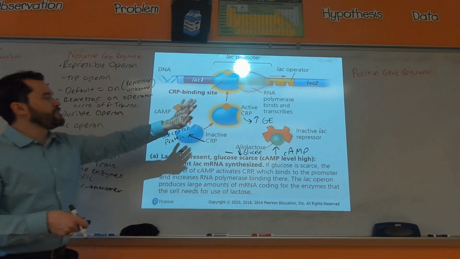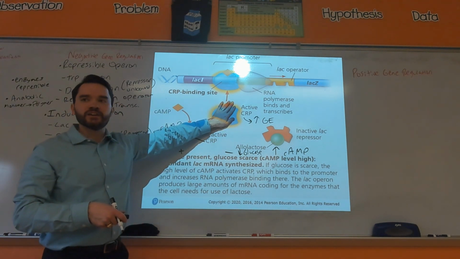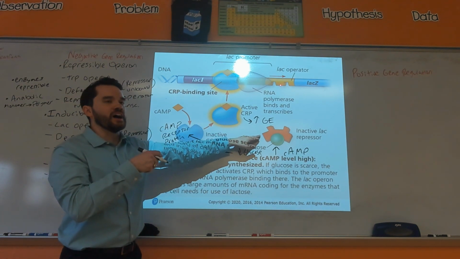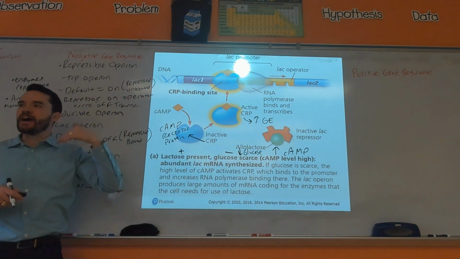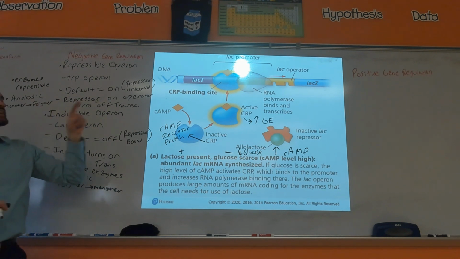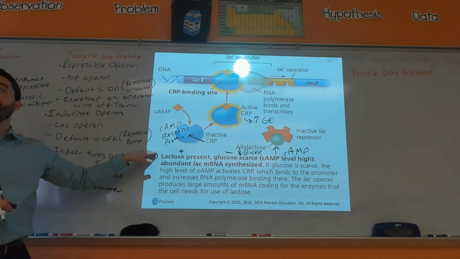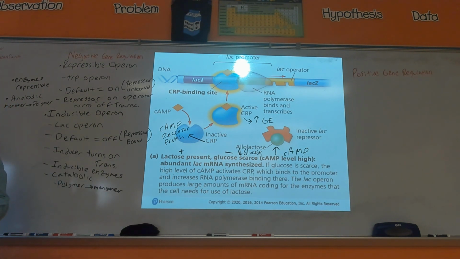In other words, if CRP wasn't here, as long as our repressor isn't bound to the operator, we'll make a low amount of those lactose enzymes. But here, if glucose is scarce, the bacteria is like, oh my gosh, we need to get some energy. We really need to break down that lactose. In normal conditions, it would have some glucose, some lactose, and lactose is something we use every so often, but it isn't the main energy source.